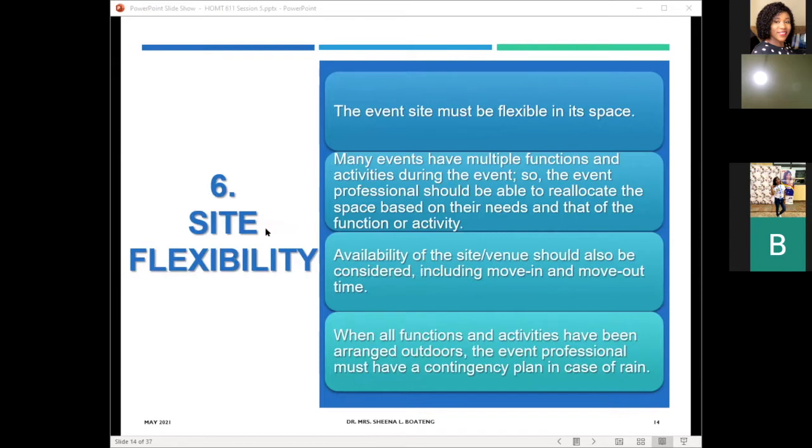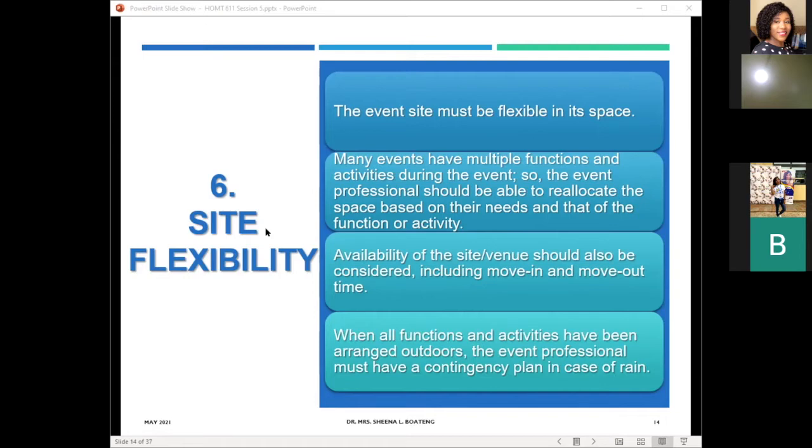Site flexibility. Now you bear with me that when you select a site, because of the nature of event planning, nothing is set in stone. Things can change as and when, including even on the day of the event while the event is being executed. You agree? Yes. Good. So you need to be able to choose a site that is flexible enough to give you the opportunity to make changes where necessary. I hope that makes sense.